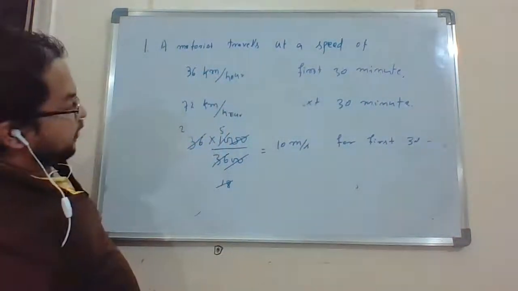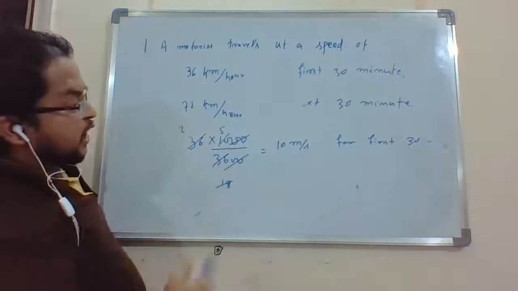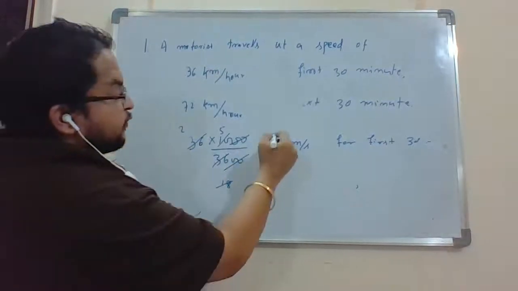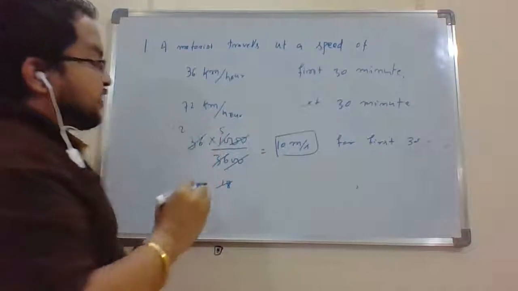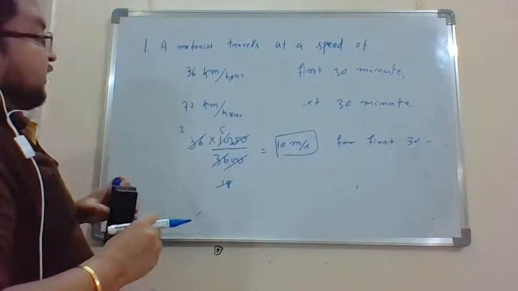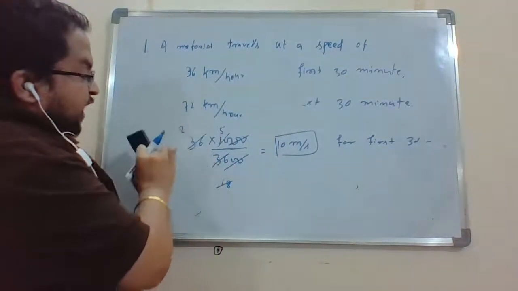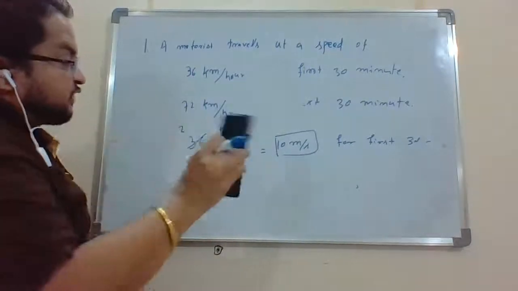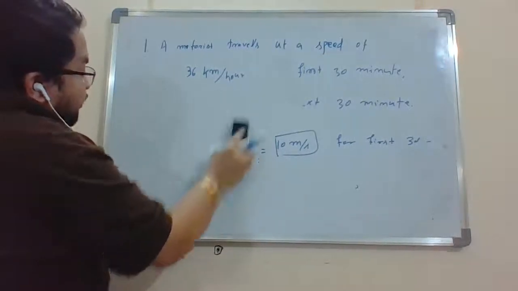Now let us see what happened in the next 30 minutes. So for the first 30 minutes, this was the average speed at which it moved. Now let us go to the next one.